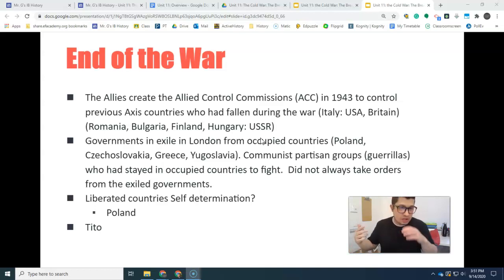Governments in exile, right? I didn't really mention this when we were talking about World War II because of the virtual learning part, but governments that were forced out of their country took exile in London, all right? And they still tried to function as a government, even though their country might have been run by the Nazis, right? While that government was trying to govern, even though it was Nazi-occupied, communist groups did not listen. Communist groups tried to do whatever they wanted. So when those governments came back into the country, the communists didn't really listen to them.